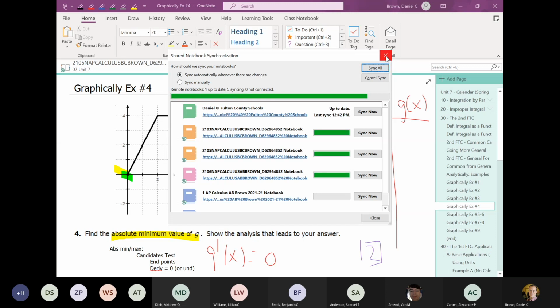And the big idea here, while I'm getting this fixed back up, is that we have to remember that g is defined as an integral, and so when we're talking about g prime, we're looking at f.